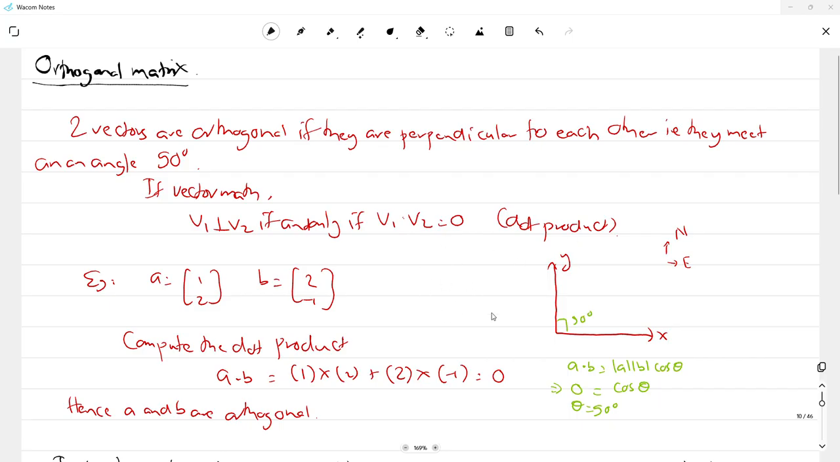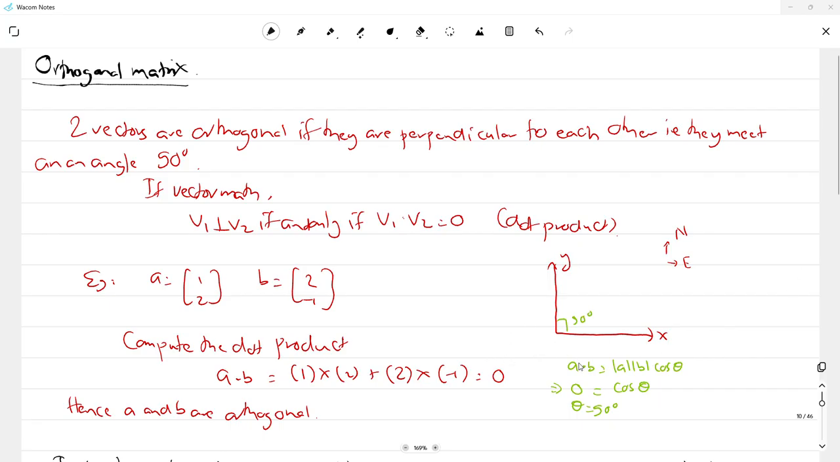Imagine standing at the origin of a 2D plane. One vector points towards the east and the other vector points towards the north. They're pointing in different directions. They don't interfere with each other. That's orthogonality in its purest form.